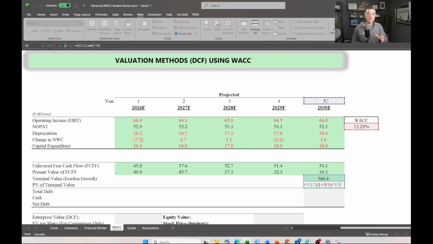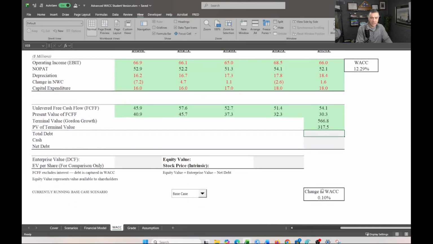So this is a great time to talk about this: anytime you do a terminal value, there are 2 cash flows in that last projected year. There is the cash flow that's unique, which is that 54.1, and then the perpetuity. What I could have done was add the 50.1 plus the 566.8 and added that together and found the present value of that. So I just want to show that. Okay, so that's the present value.